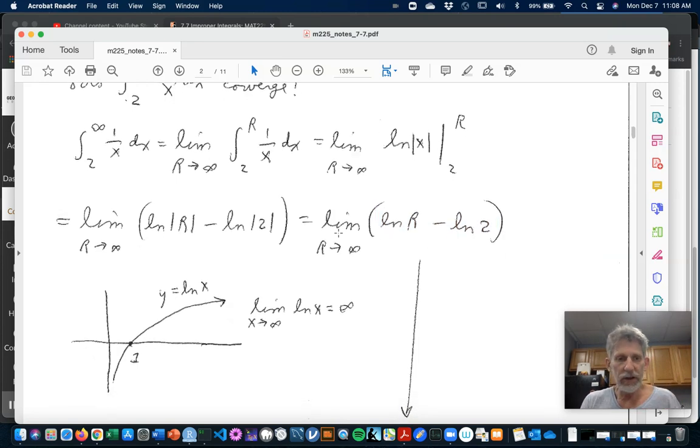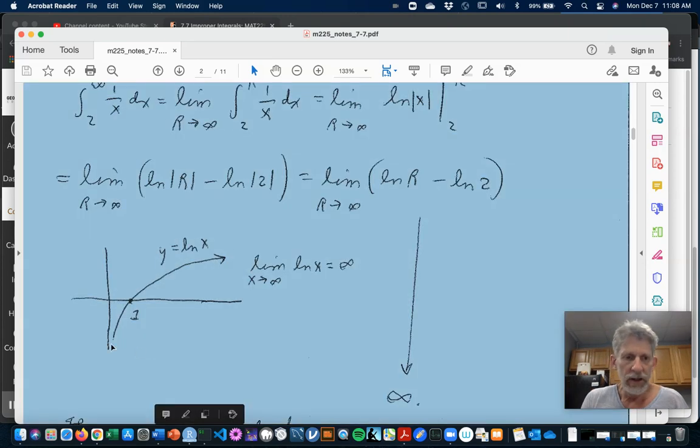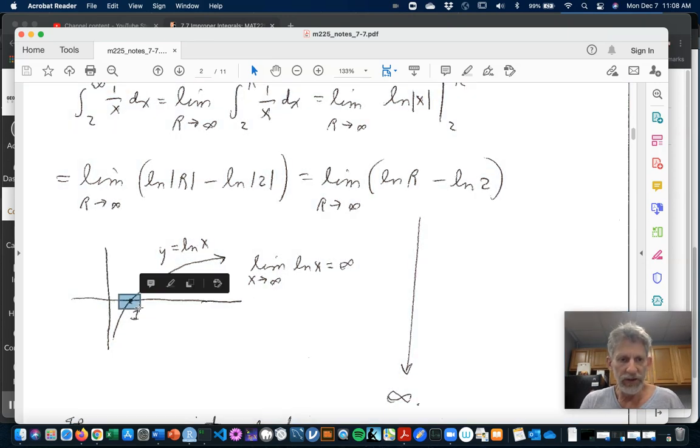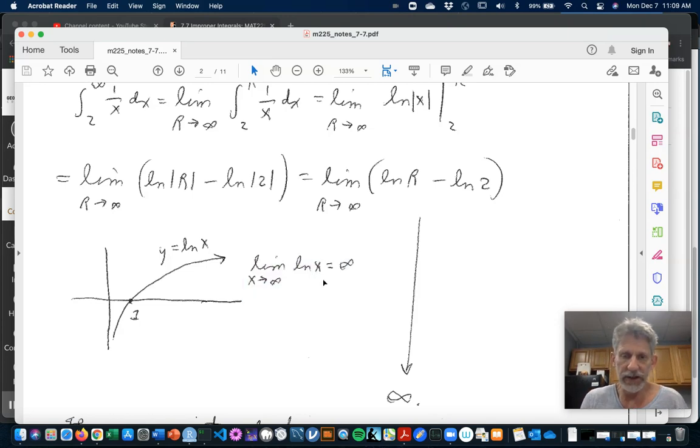And so we have to think about the graph of y equals log of x. So you know that log of 1 is 0, and you know that as x is bigger than 1, the log is positive, and it gets bigger. It gets bigger slowly, but it gets bigger without bound as x goes to infinity. The limit as x goes to infinity of log of x is actually infinity.